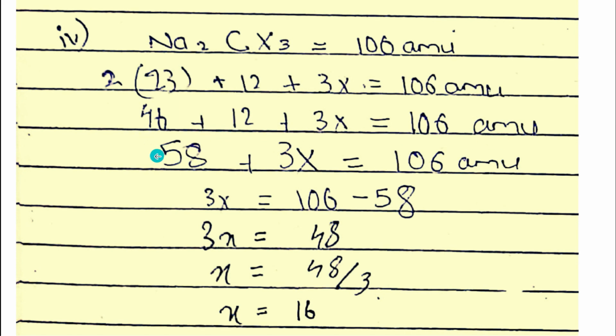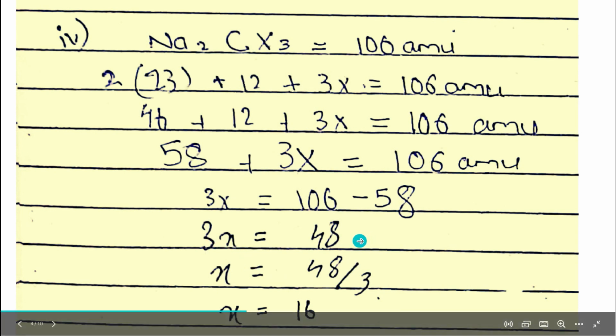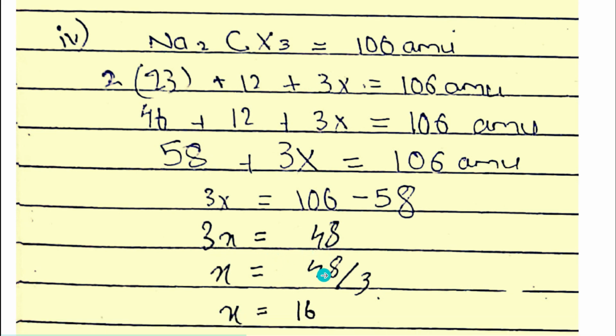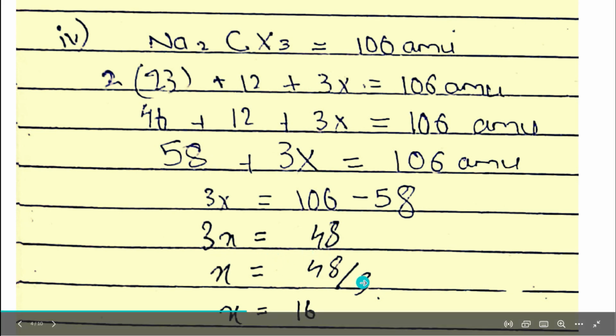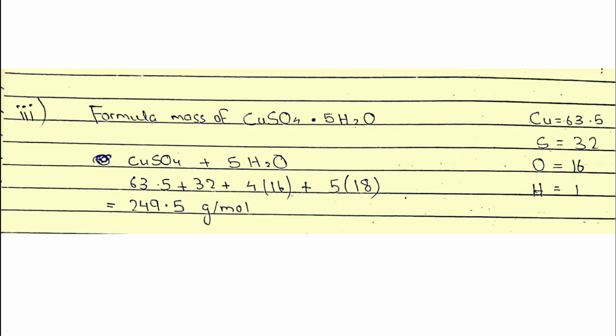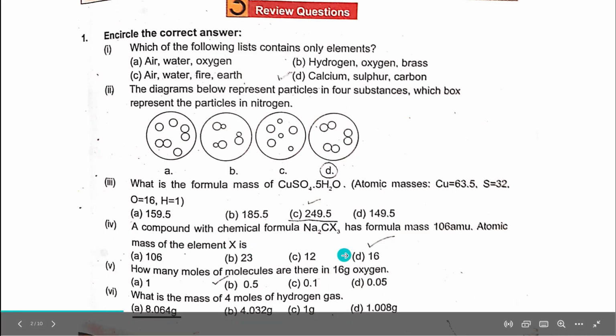46 plus 12 is 58, and when we shift 58 to the right hand side, at the left hand side 58 is positive, and when we shift it to the right hand side, 58 will become negative. So 3x is equal to 106 minus 58. 106 minus 58 is equal to 48. Now 3x is equal to 48. 3 over here is being multiplied with x. When we shift it to that side, it is going to divide 48. So 48 divided by 3 is equal to 16. So x is equal to 16. The correct option is D.